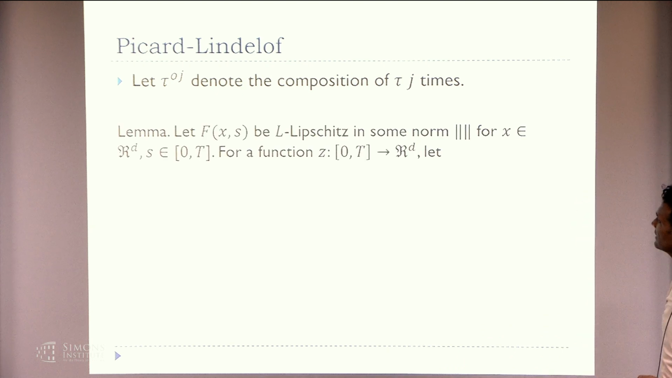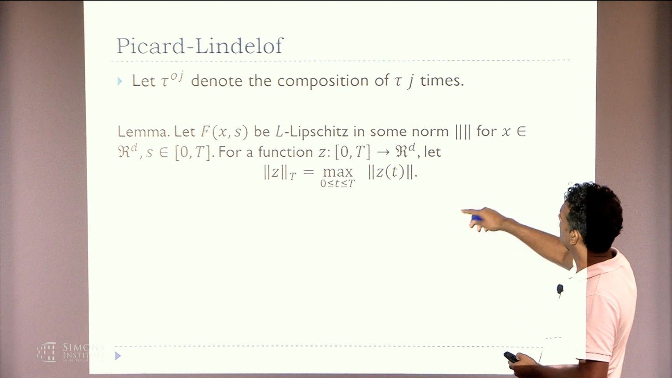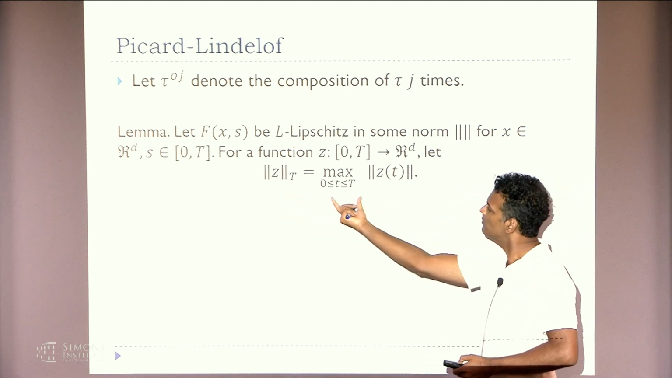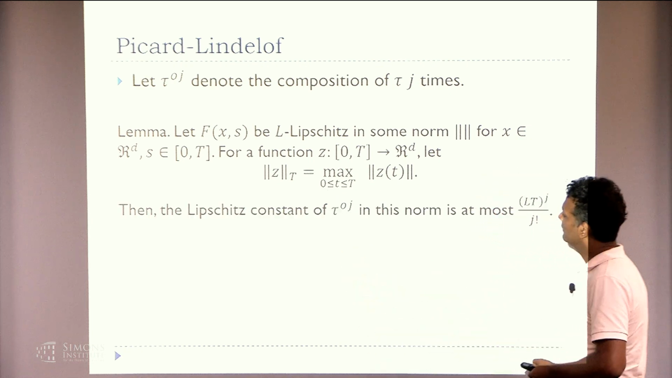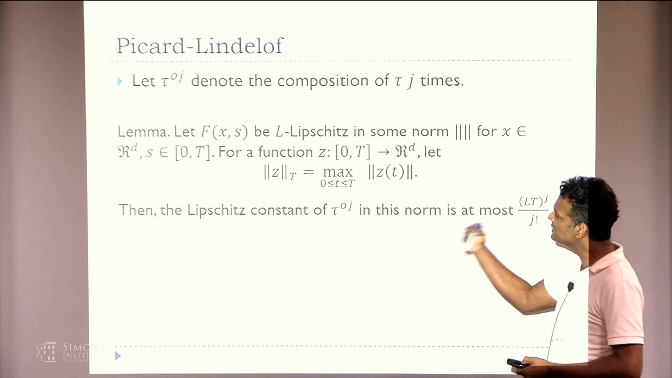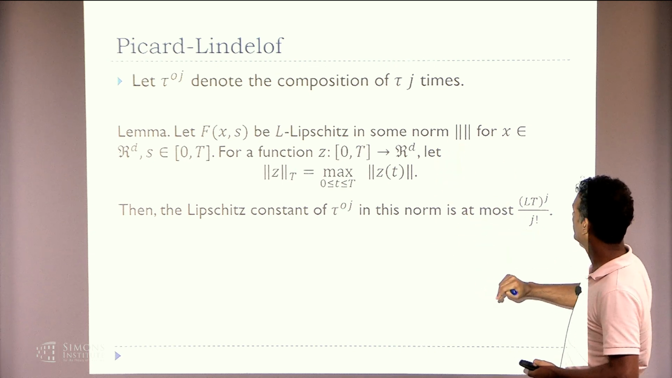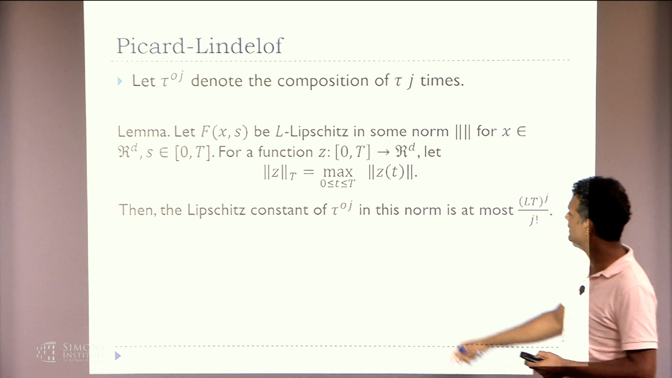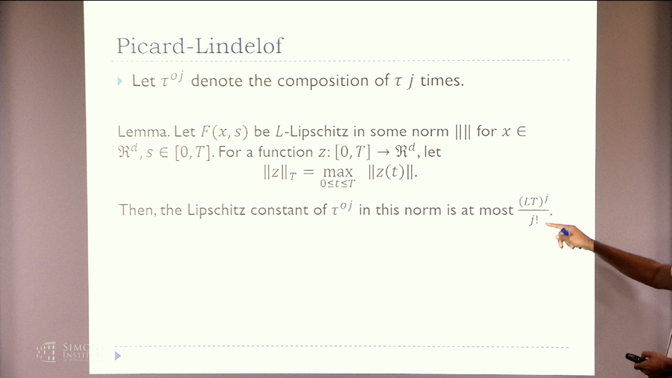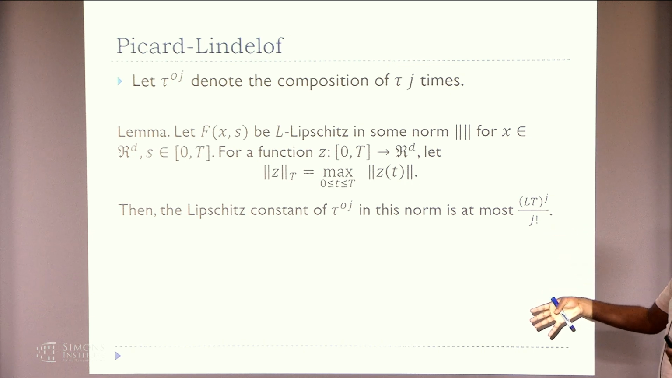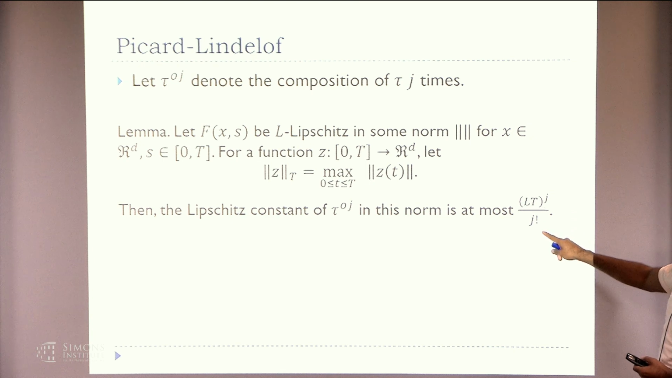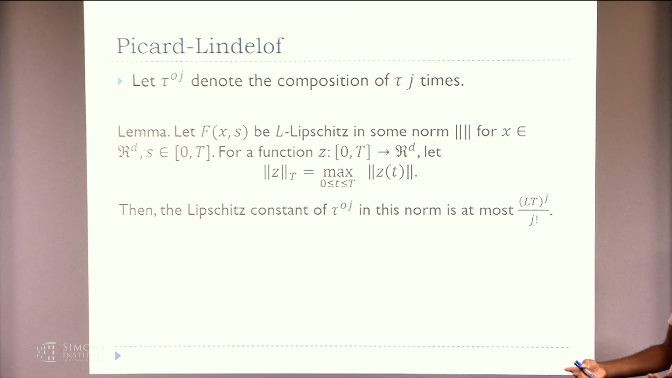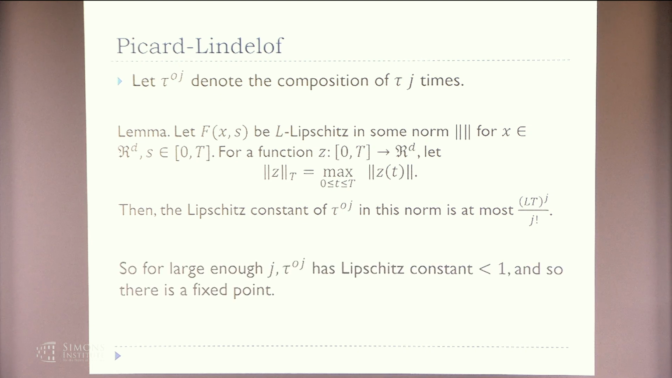And now, basically, I'm defining this norm as the maximum over this time interval that you're looking at. And if the Lipschitz constant for one step, for the function itself, was L, then for this operator applied j times, it's (LT)^j divided by j factorial, where T is the time interval you're going for. So now, by making j high enough, you can make this less than 1, which literally means, just by composing, eventually you'll contract. Yeah, and there is a fixed point. So all you need is the function's Lipschitz.